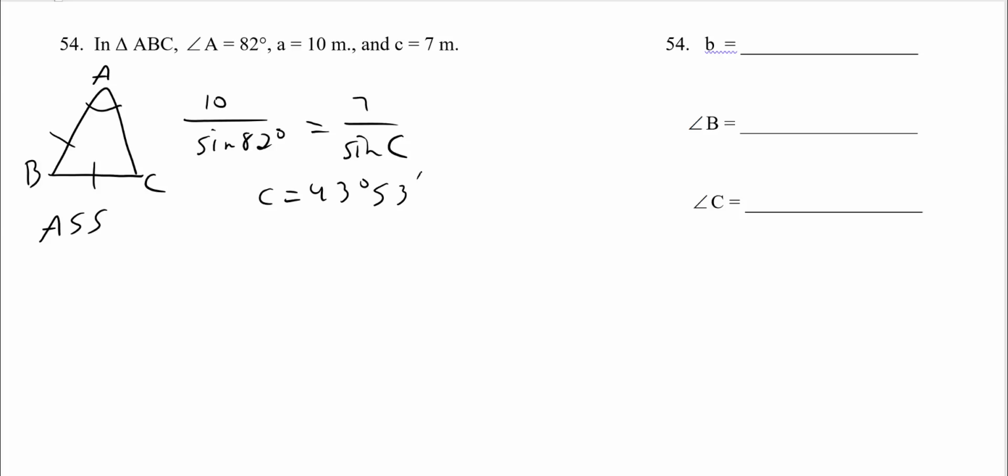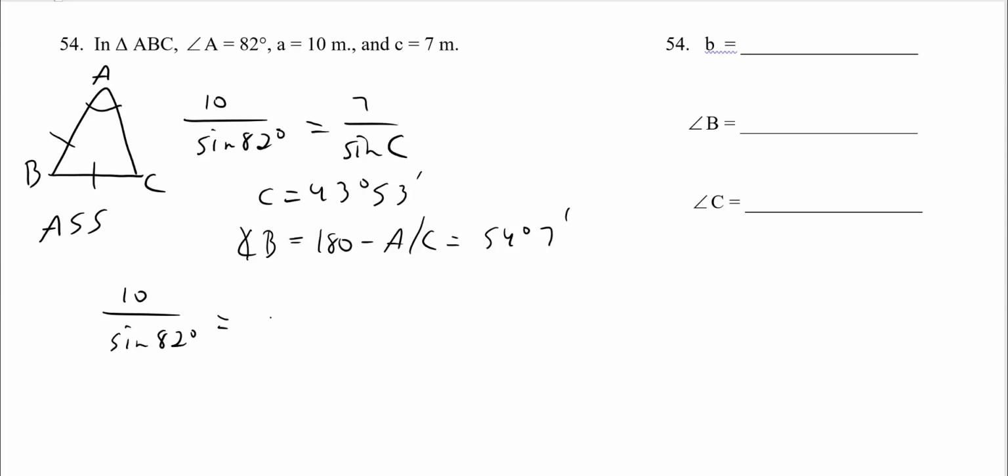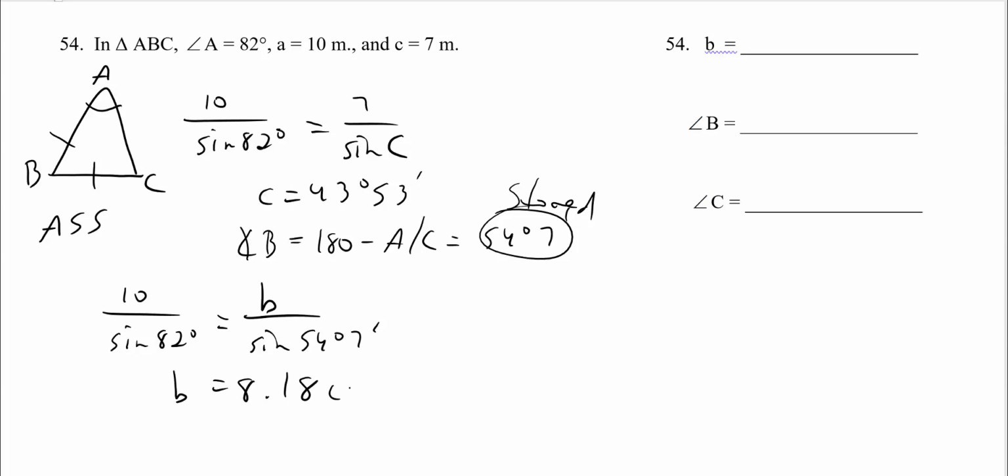Okay. And okay, we're good. And angle B then is equal to 180 minus A and C, which is 54.7. Okay. And then of course, we do law of sines to figure out side B. So 10 over sine of 82 equals, and of course, this is a stored value, it's going to be little b over sine of that stored value, 54.7. Okay, so B comes out to be 8.18 centimeters, or meters, I guess.